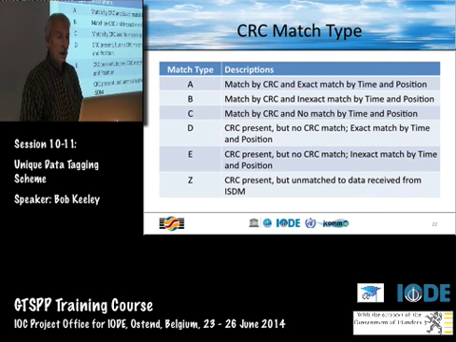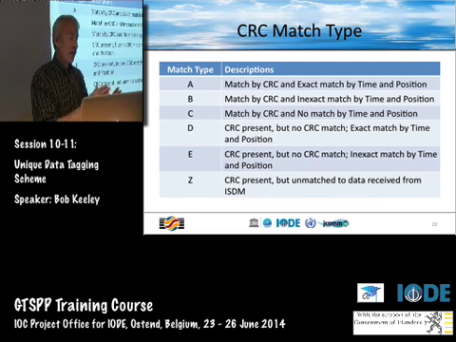US NODC classifies how well they match, whether there is an exact match of the CRC value and the time and position. This was a way to evaluate what additional value we were getting by going through this exercise of computing a unique identifier.